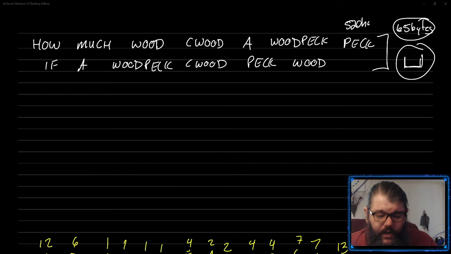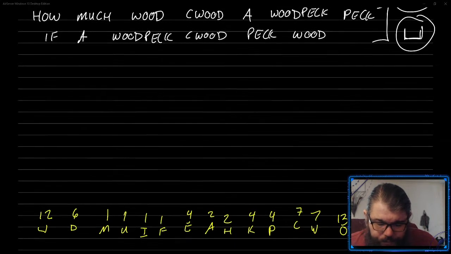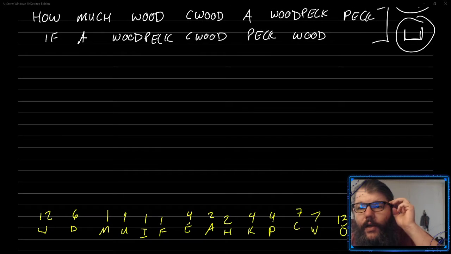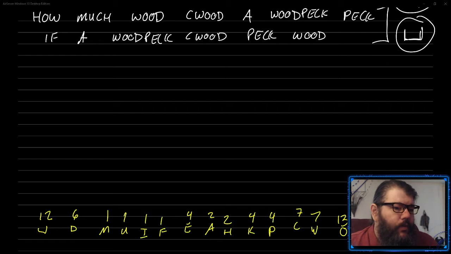So first thing we need to do is figure out the frequency of each letter, which I have kind of listed down here at the bottom. There's 12 spaces, 6 Ds, 1 M, U, I and F, 4 Es, 2 As and Hs, 4 Ks and Ps, 7 Cs, 7 Ws, and 13 Os.